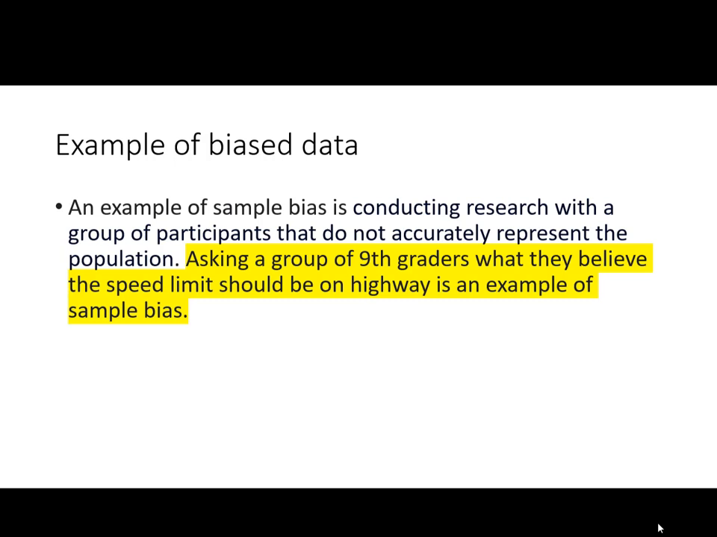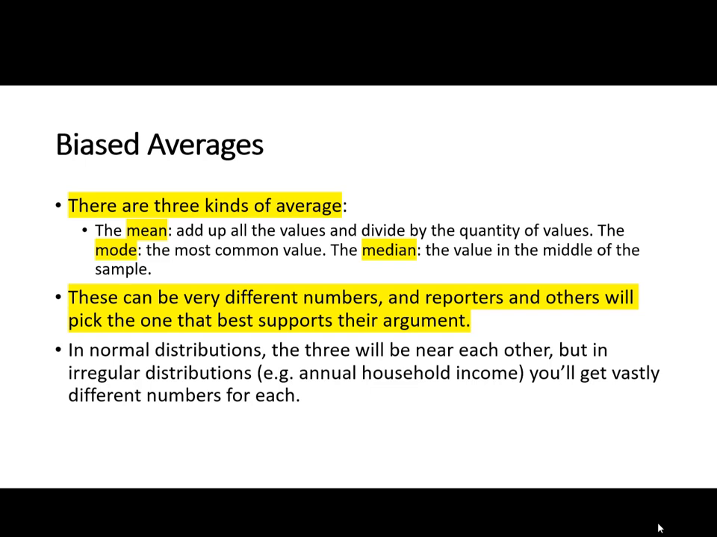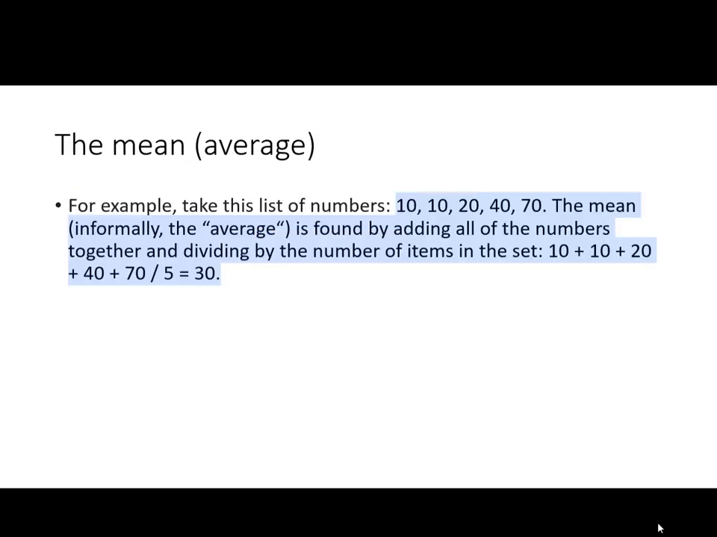Example of biased data. Asking a group of 9th graders what they believe the speed limit should be on a highway is an example of a sample bias. Biased average. There are 3 kinds of average, as we mentioned before: the mean, the mode, and the median. And these can be very different numbers, and reporters and others will pick the one that best supports their argument. And these are the definitions.